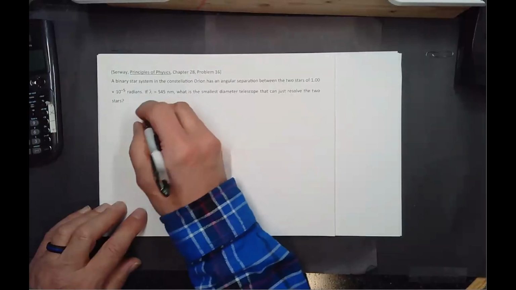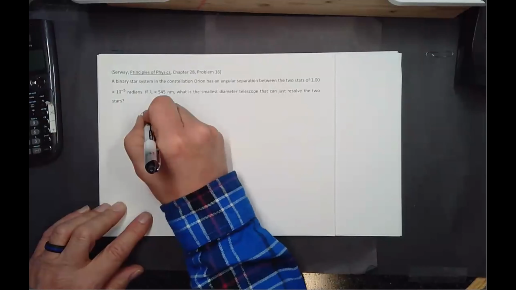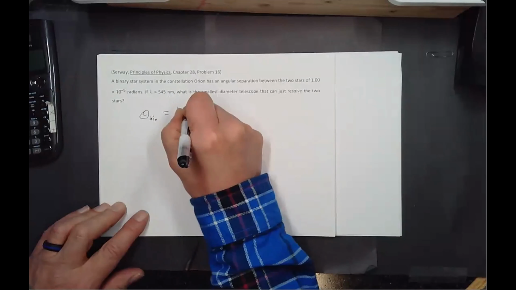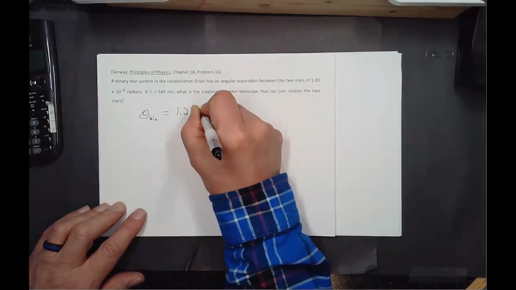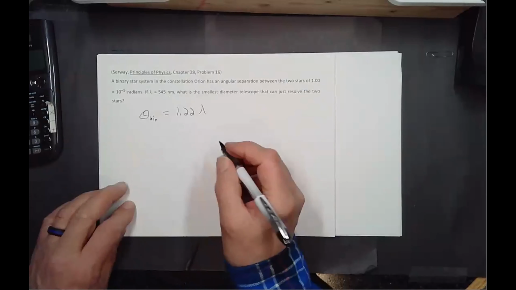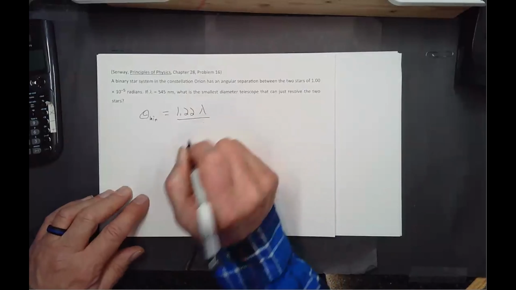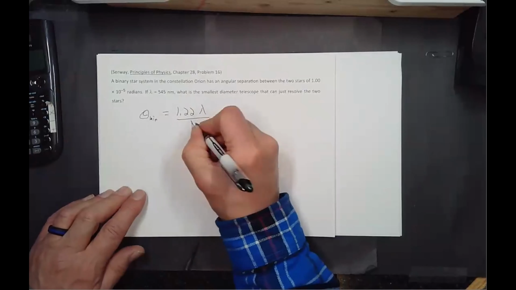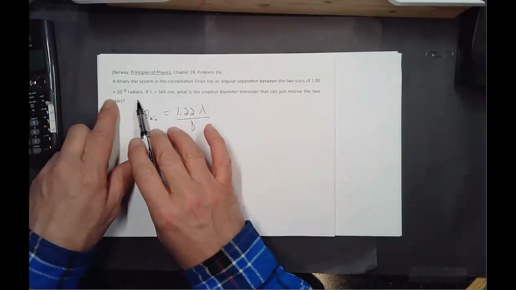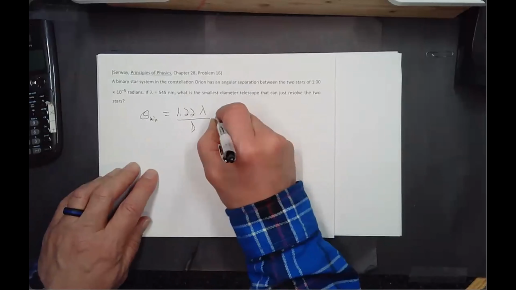However, what we'll have is our theta min is going to be 1.22 times the wavelength. Oh, by the way, this theta min is going to be in radians. And divided by the diameter. But we know the separation between these two stars. It's 1 times 10 to the minus fifth radians.